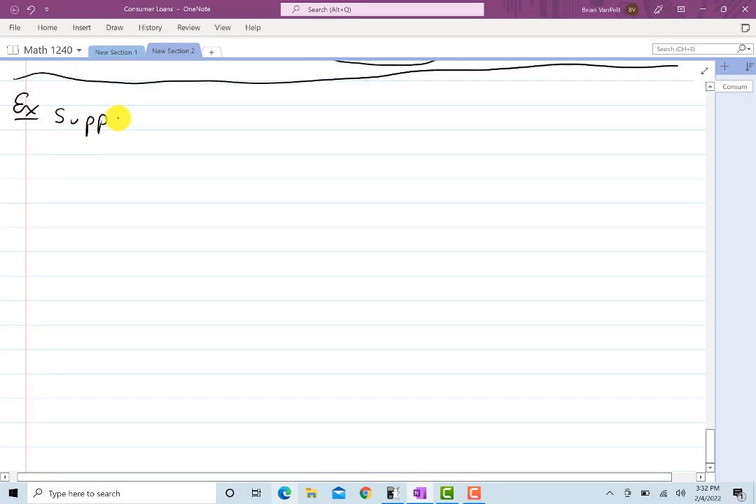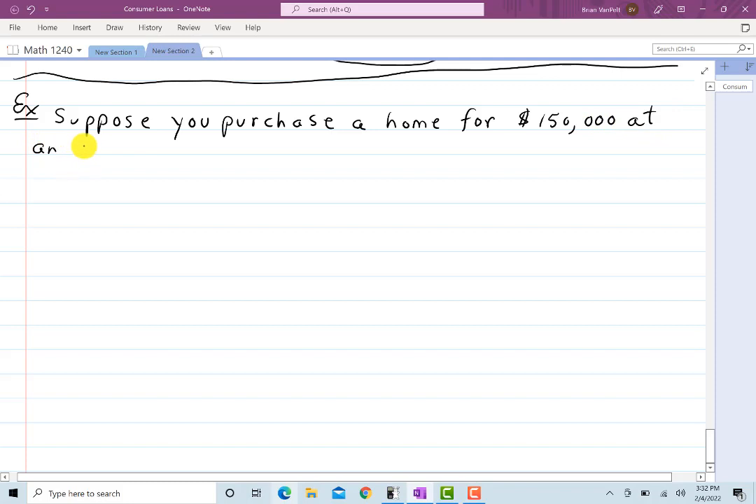Suppose you purchase a home for $150,000 at an APR of 6.5% for 30 years. What are your payments?